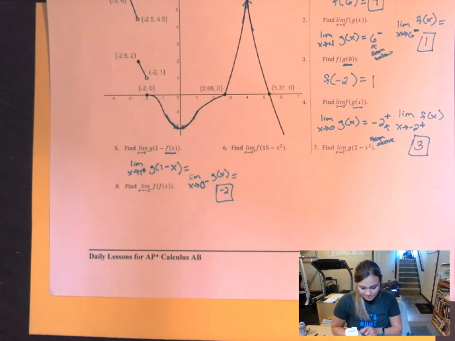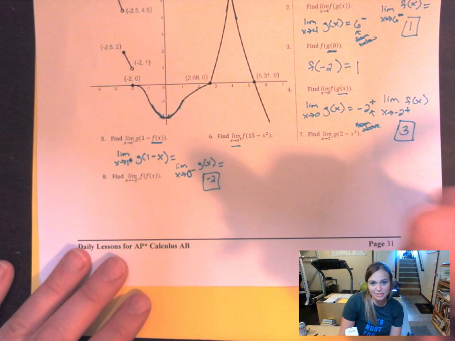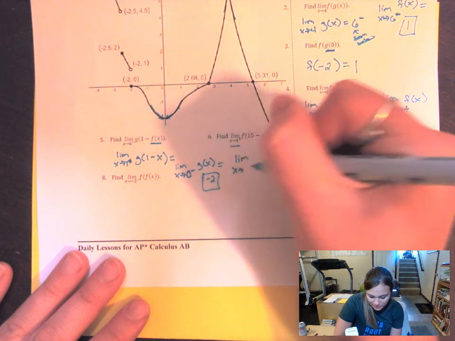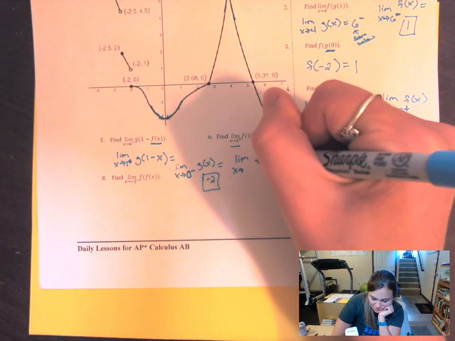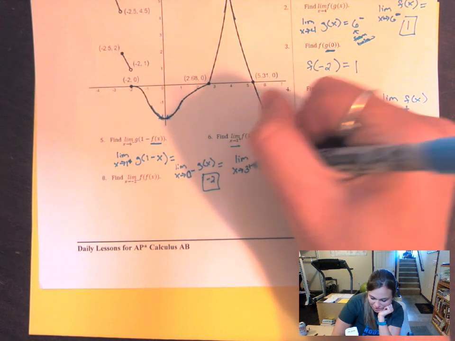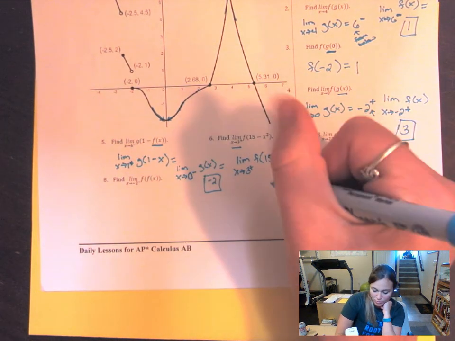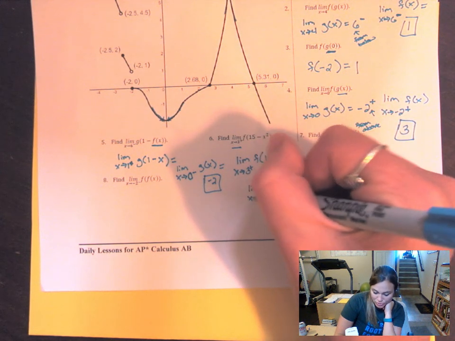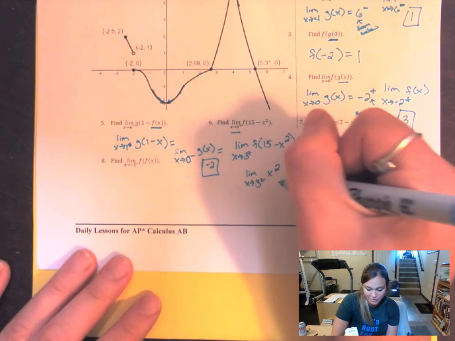Okay, let's do another one. Limit as x approaches 3 from the right. So we're worrying about the function within a function first. Limit as x approaches 3 from the right. And I'm going to write this as, this would be 3 from the right. I don't know why I'm rewriting this, but I am. 15 minus x squared. Okay, what we need to focus on is the limit as x approaches 3 from the right of x squared. And see what we get for that.